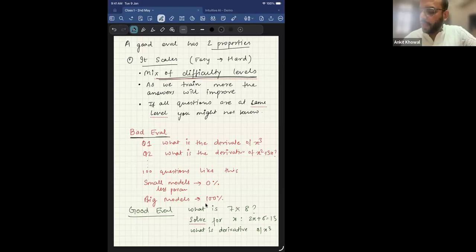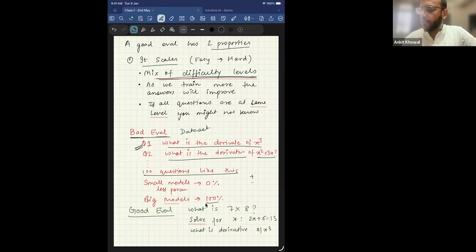So let's say you are creating a data set, right? In the data set, what questions did you give? Let's say you are creating a math-based model, you give questions like this. What is the derivative of x cube? What is the derivative of x square plus 3x? You give 100 questions like this. Small models, which are less trained right now, will just give you 0% of the answers, because they have just learned basic terms right now, right? And big models which are already trained will give you 100% right answers, right?